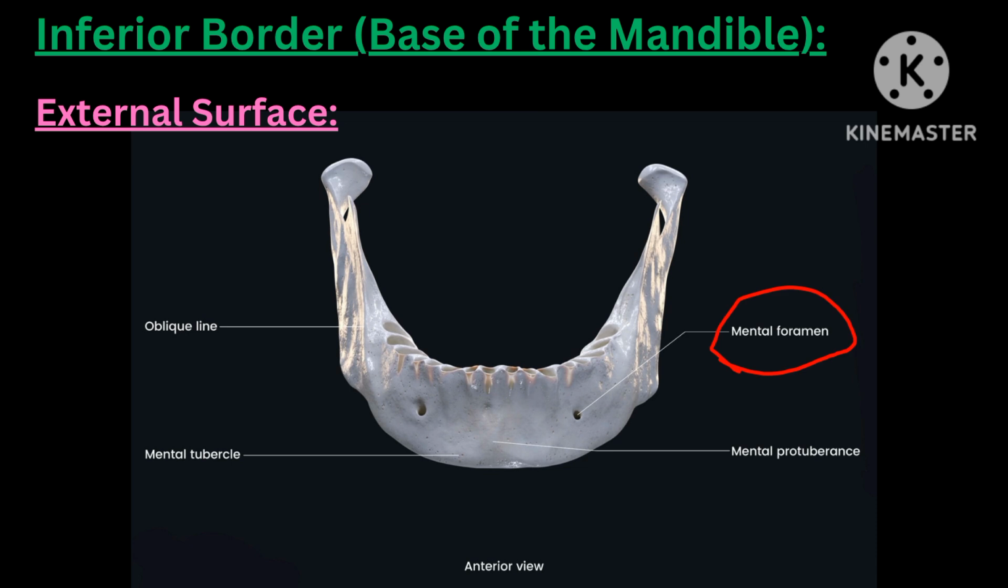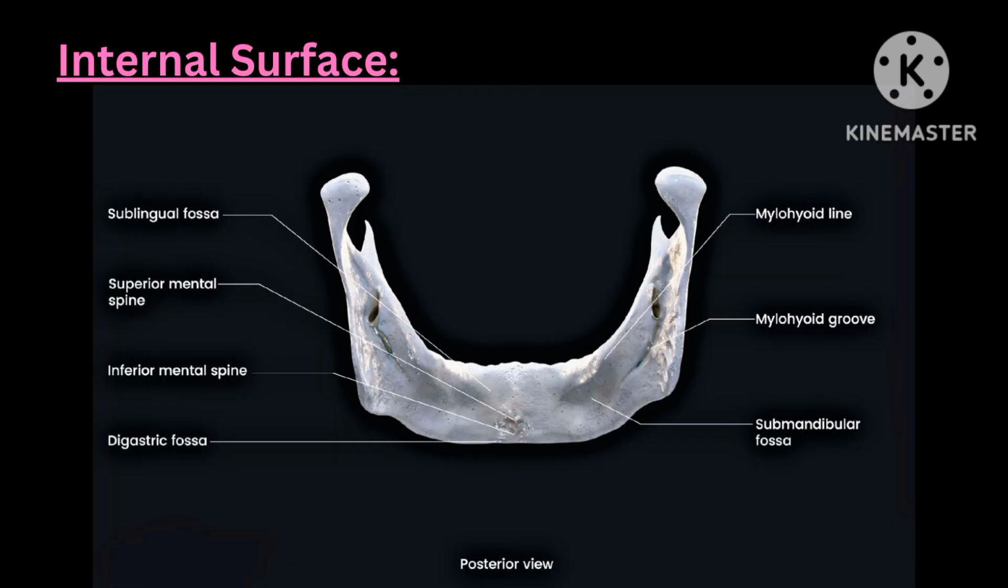The mental foramen is an opening in the lower jawbone located below the second premolar tooth. This opening serves as the passage for the mental nerve, a nerve that arises from the inferior alveolar nerve, which itself is a branch of the mandibular nerve, CN V3. Functions of the external surface: it provides attachment for facial muscles, including those involved in chewing and speech. The mental foramen allows passage of sensory nerves and blood vessels to the face.